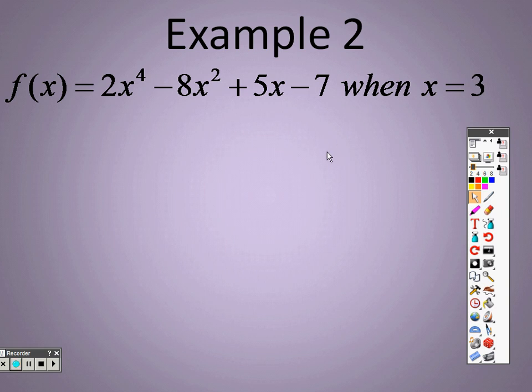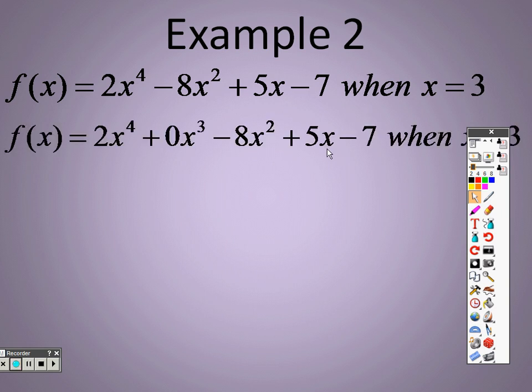Well, first of all, before you can use synthetic substitution, you need to rewrite this. Notice how I rewrote this in order the entire way down. And notice how it goes 4, then there is no 3, then 2, then 1, then no exponent or no variable. Well, before I can do synthetic substitution, I need to put that 0 in. And here's that 0. So that's why I have 2x to the fourth. Since there is no x cubed, I have 0x cubed. It was negative 8x squared.